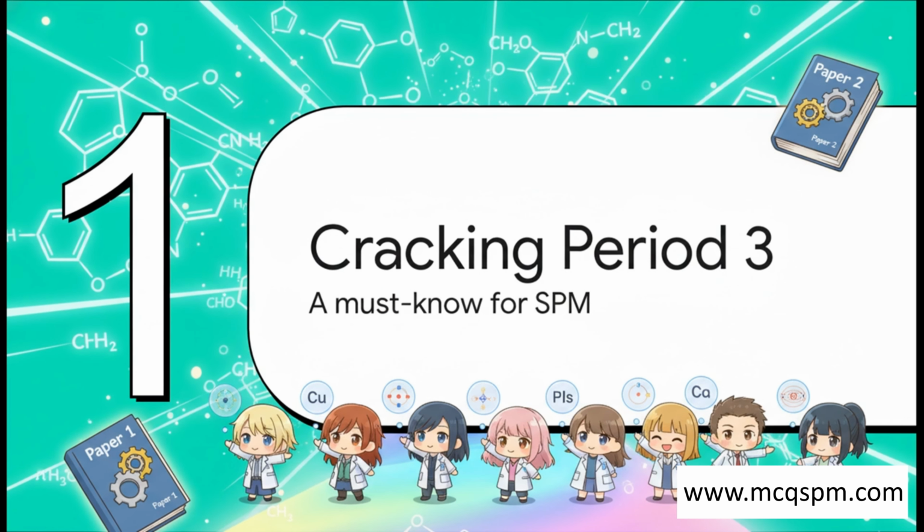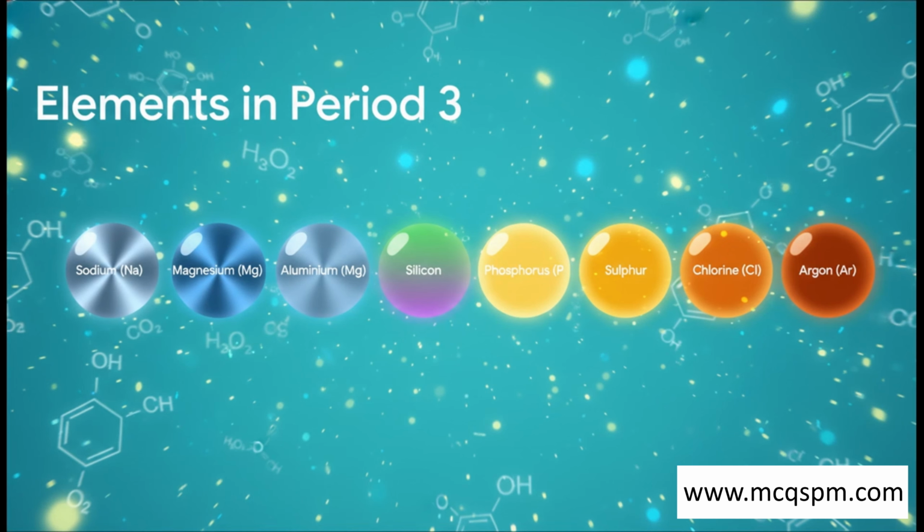Why are we so focused on period 3? Well, it's simple. The patterns here show up all the time in paper 1 and paper 2. If you can master this, you're pretty much guaranteed to grab some easy marks. These right here are our 8 key players. And this isn't just a random list, you know. Notice how we move from left to right? We start with the metals like sodium, hit the metalloid silicon in the middle, and then move over to the nonmetals like chlorine. This transition is everything.